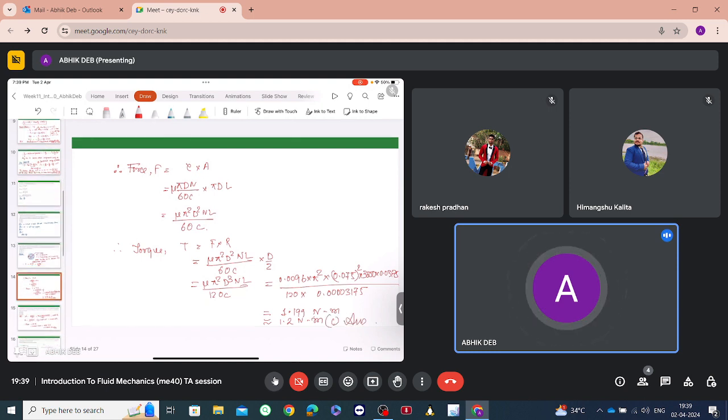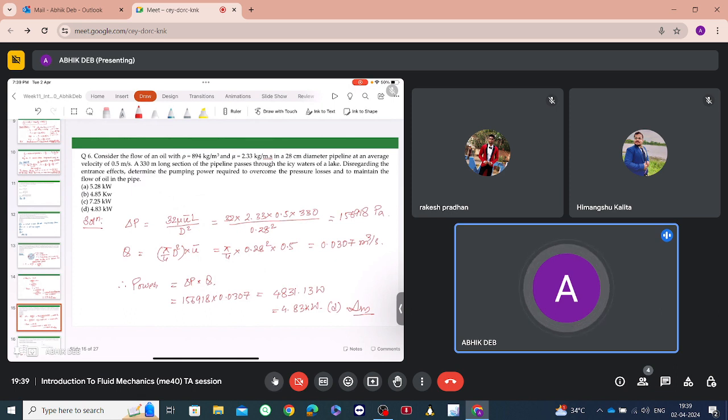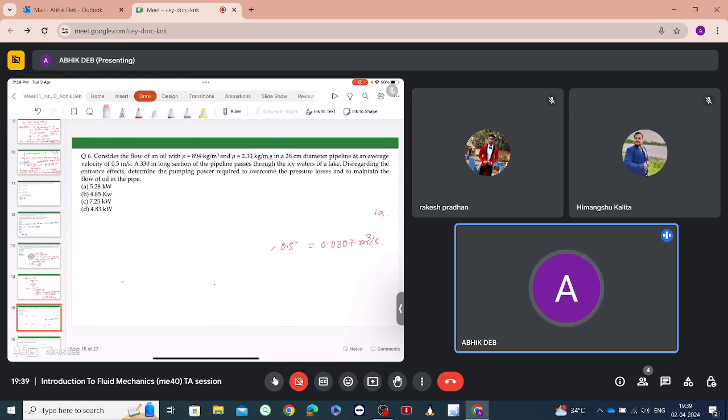Now going to the next problem. I request you to go through this problem and try to find out how we can solve this problem. Okay, so go through this problem and have an idea about what the problem is saying and how to go about this problem.